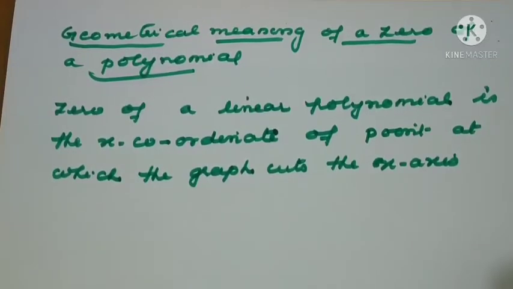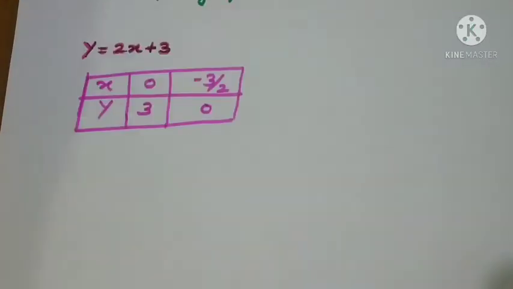A straight line may cut the x-axis also, so sometimes it is easy to find out. The x coordinate of that point is the answer for us. You have already studied that the graph of a linear polynomial is a straight line only. Now let us see the graph for one question, then you can understand more clearly.